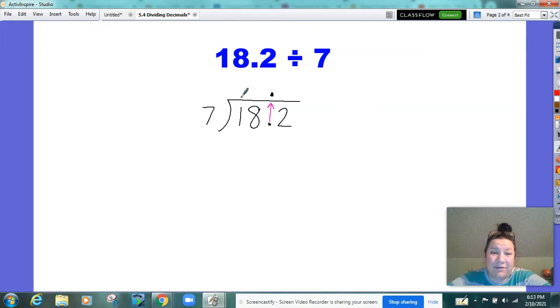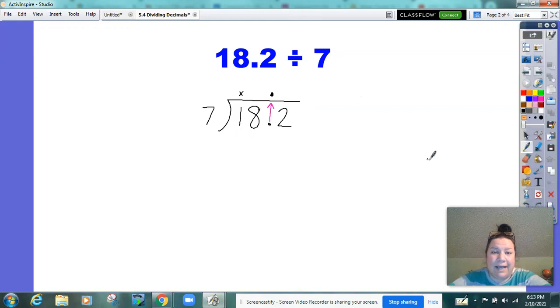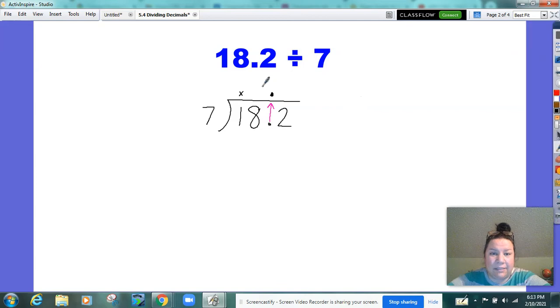So can 7 go into 1? Nope, I can make no groups of 7. So now I'm going to look at 18. How many times can 7 go into 18? It can go in 2 times. 7 times 2 is 14. When I subtract 18 minus 14, I'm going to get 4. 4 is smaller than my divisor, so I'm on the right track.